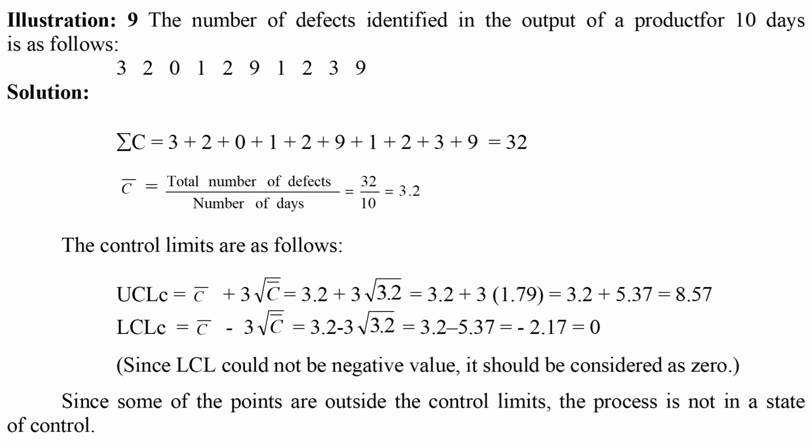Illustration 9. The number of defects identified in the output of a product for 10 days is as follows. Solution. Sigma C, that is total of C, equals 32. The control limits are as follows. UCLC equals 3.2 plus 5.37 equals 8.57. LCLC equals 3.2 minus 5.37 equals minus 2.17, which equals 0. Since LCL cannot be a negative value, it should be considered as 0. Since some of the points are outside the control limits, the process is not in a state of control.